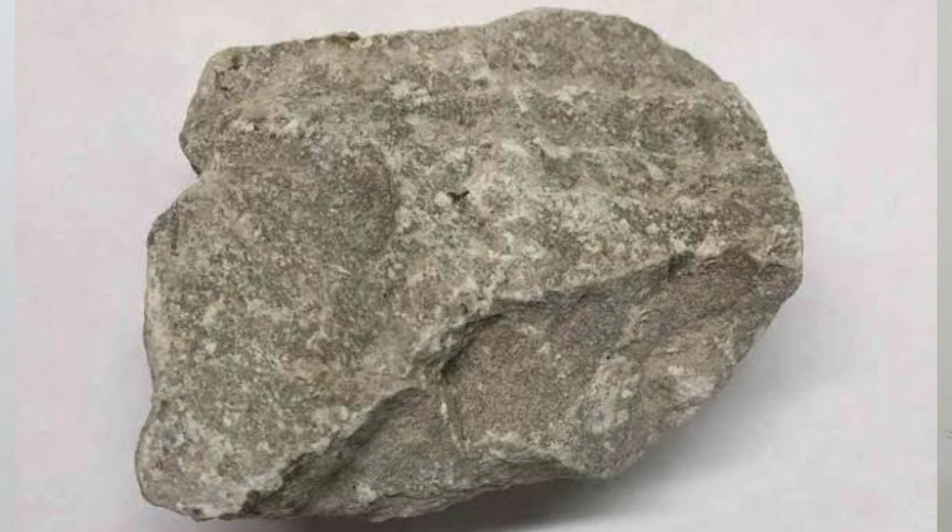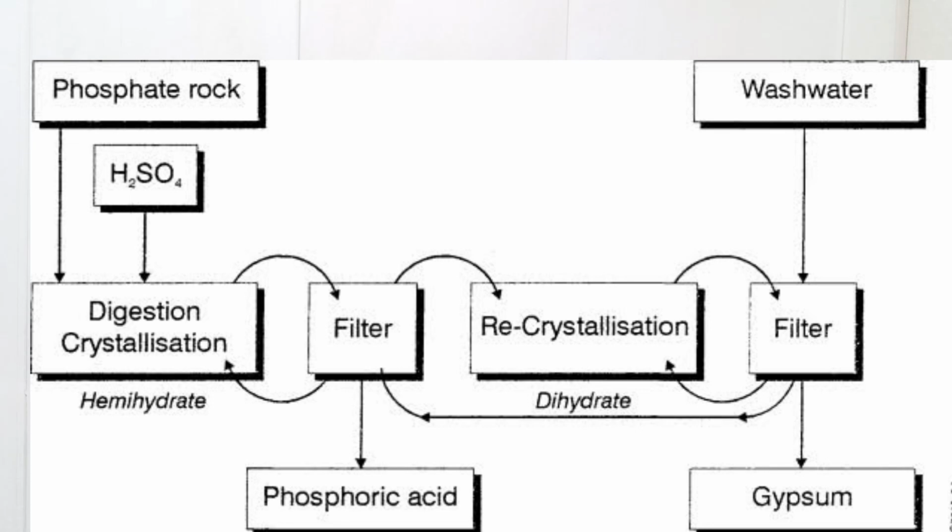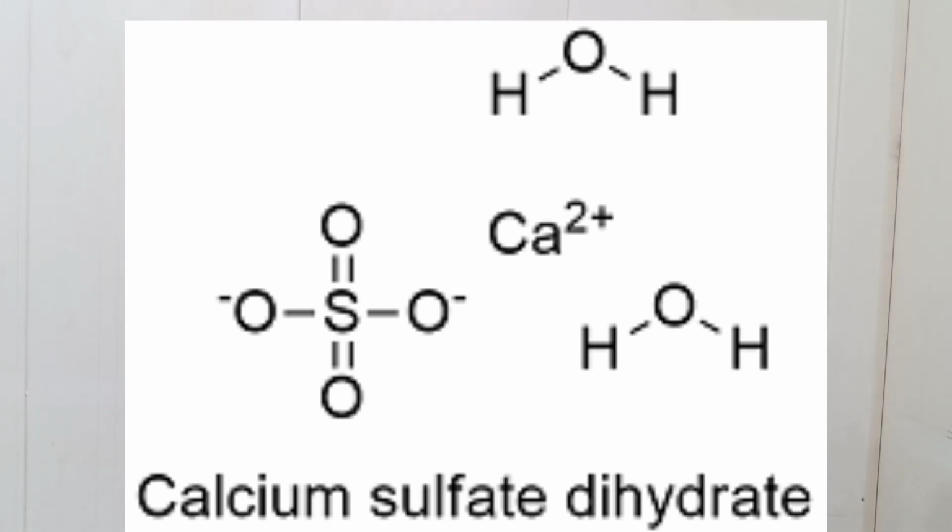Gypsum is basically a mineral which is available in nature, or we can collect it synthetically during the manufacturing of phosphoric acid as a byproduct. Chemically, it is just calcium sulphate dihydrate, and we have to heat it to convert it into calcium sulphate hemihydrate form. The process of heating ultimately results in removal of carbon dioxide and water from the gypsum. The process is known as calcination.